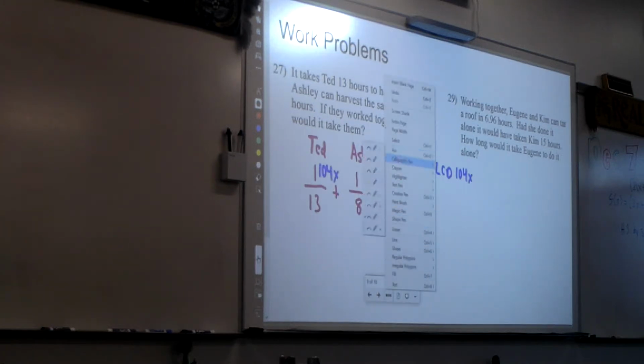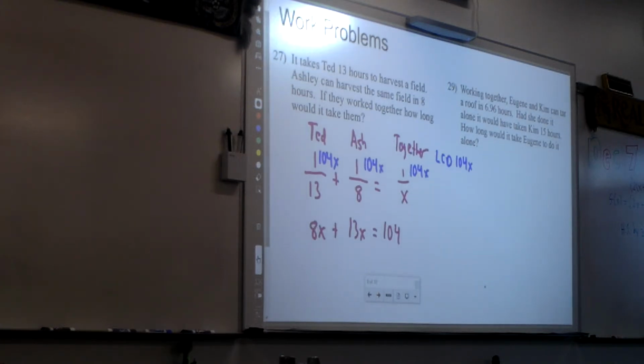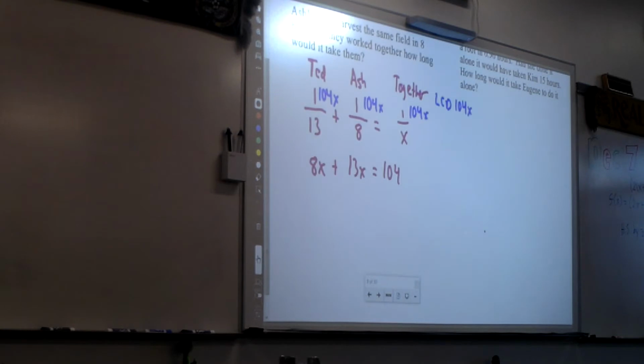So 104 divided by 13 is going to be 8x. 104 divided by 8 is going to be 13x. And then over here, everything cancels, the x's cancel, so that's just 104. You following here? You okay? So now 8 plus 13, that's 21x is equal to 104.